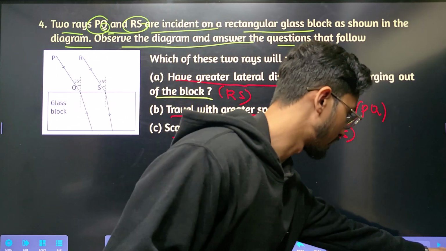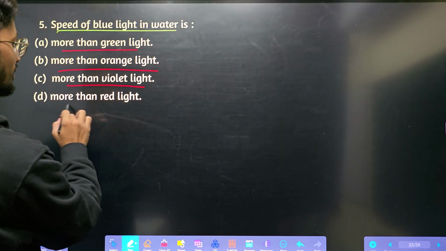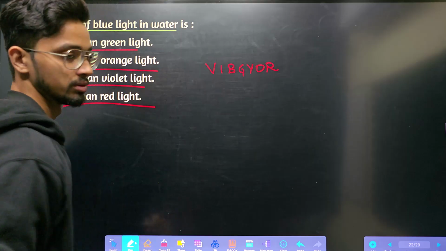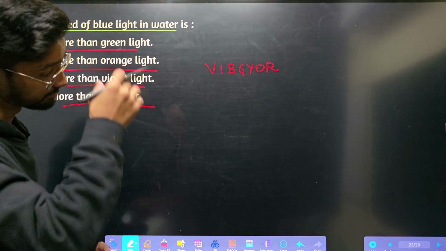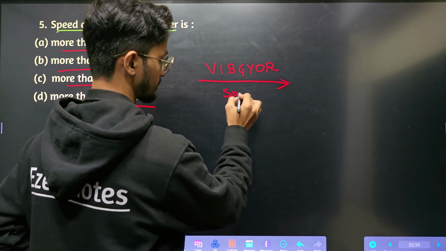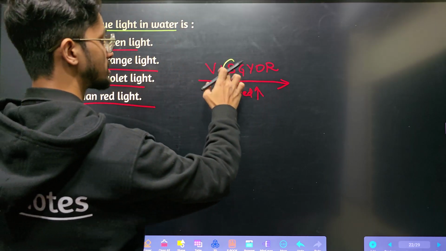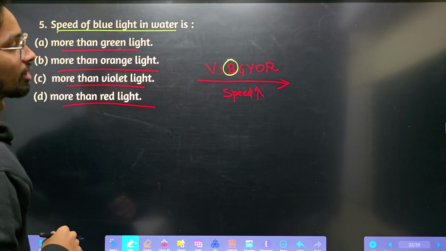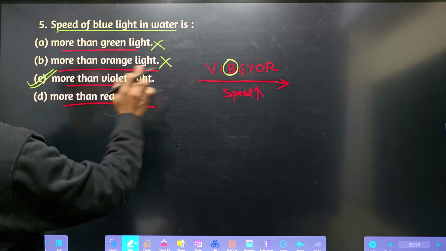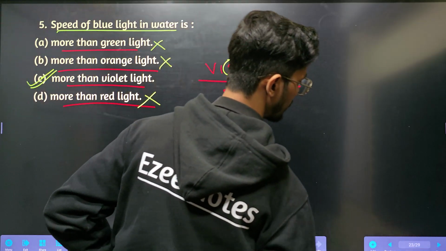Okay. Next. Speed of blue light in water is more than green, more than orange, more than violet, more than red. You know this, right? VIBGYOR. So they are asking about speed of light. As we move from violet to red, speed increases. They are asking about blue. Blue comes before green, yellow, orange and red. More than green, no. More than orange, no. More than violet, yes. It comes after violet, right? More than red, no. Done. Next.